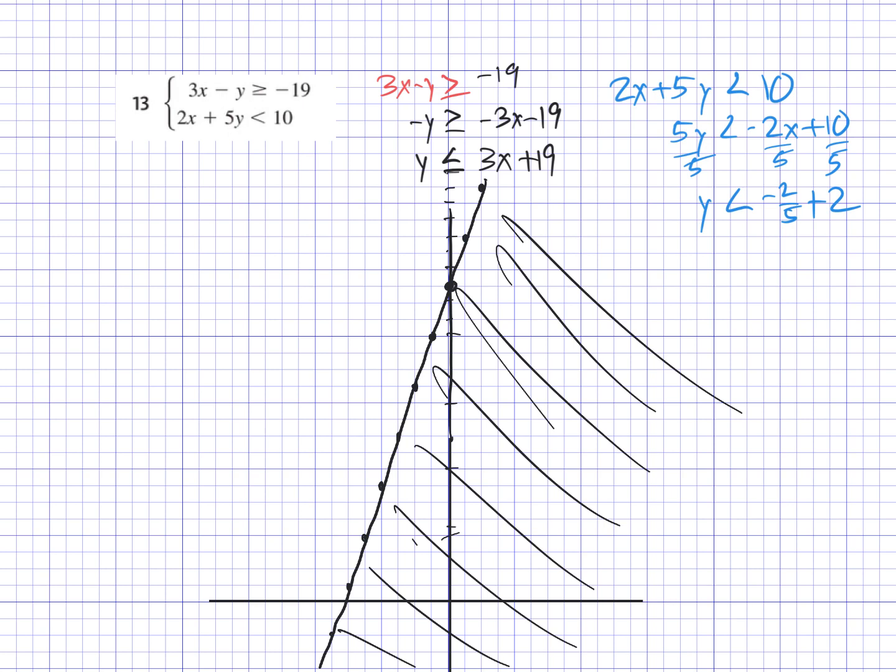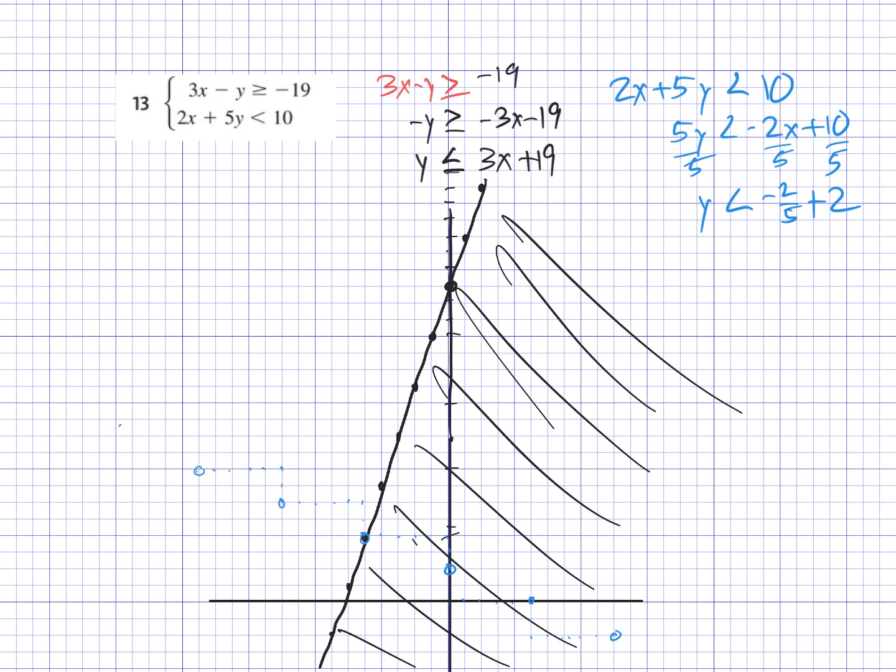So this goes up at 2. There's no equal sign, so it's an open dot. And we go down 2 and right 5. 1, 2, 3, 4, 5. Or up 2 and left 5. 1, 2, 3, 4, 5. That's where they intersect.